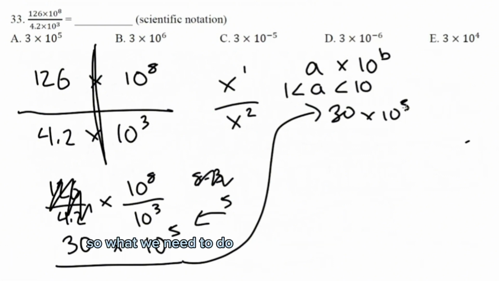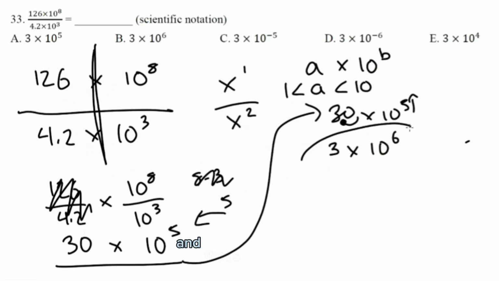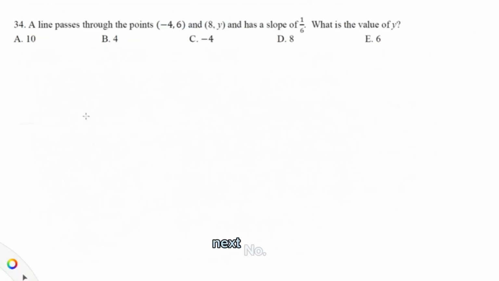So we need to make this a 3. But when we move the decimal place once, we have to increase the power by 1. So this becomes 3 times 10 to the power 6. And that's your answer.